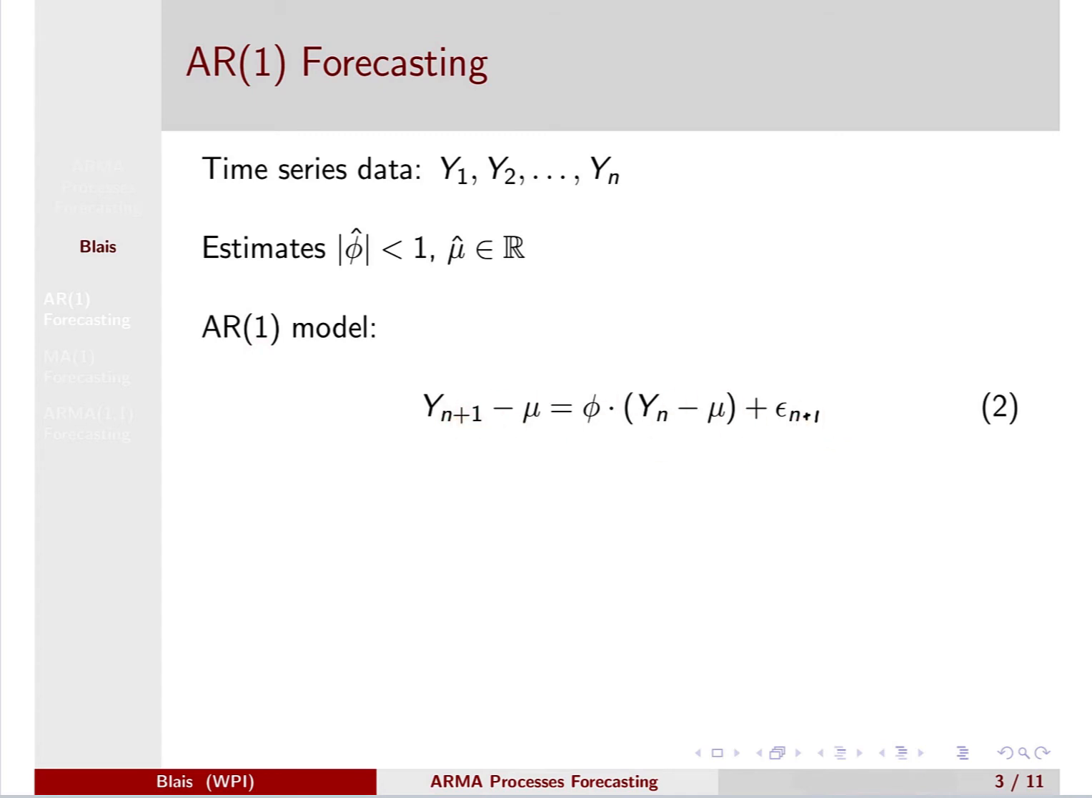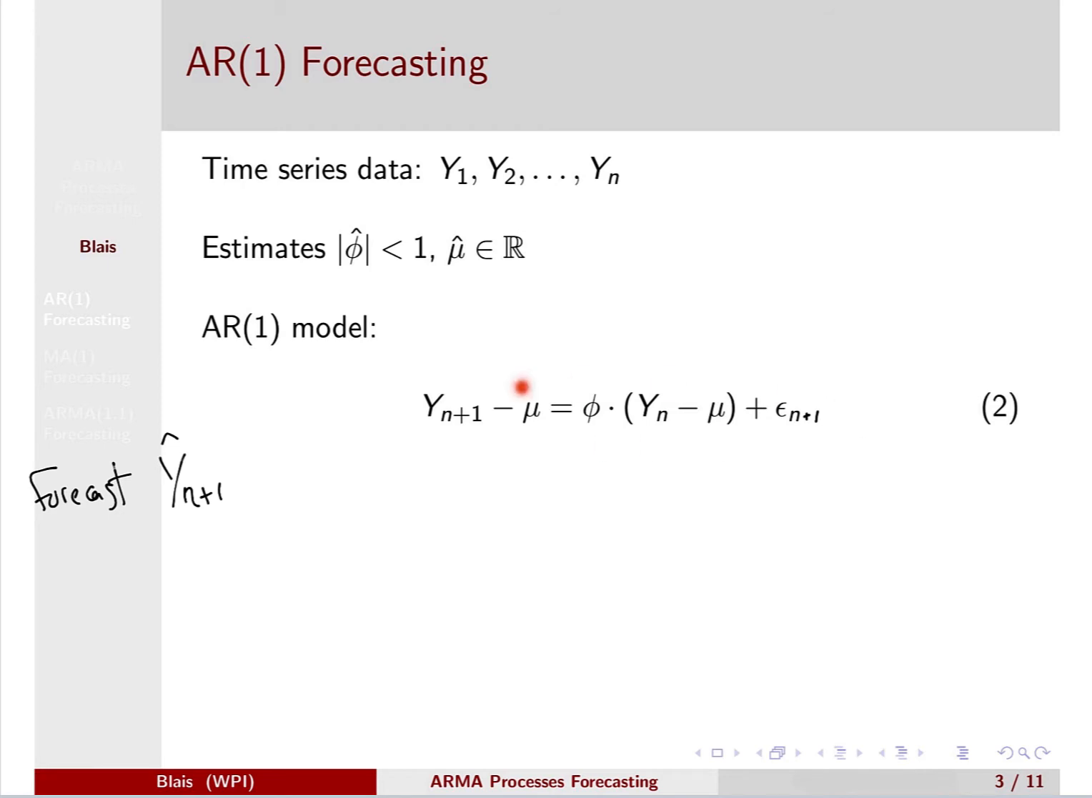And our idea here is to forecast. What is our predicted value for the next value in the time series, yn plus 1? You can think of this as the time series data has given us our estimates, phi hat and mu hat, and now we're using that to say something about the next value.